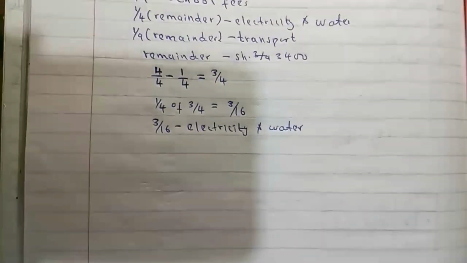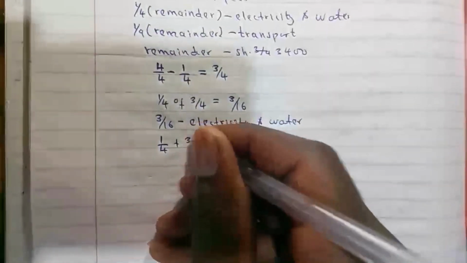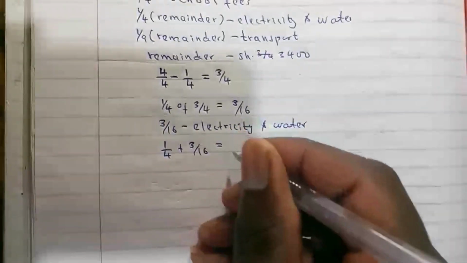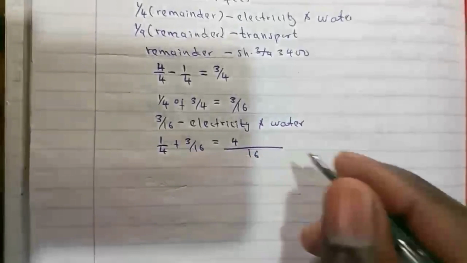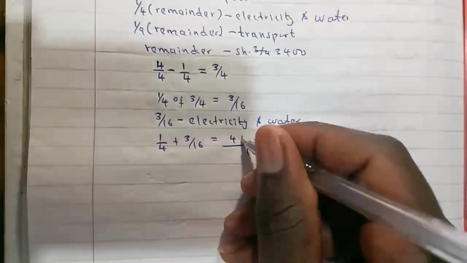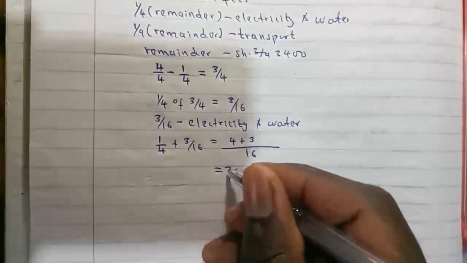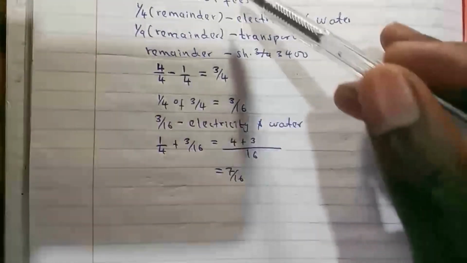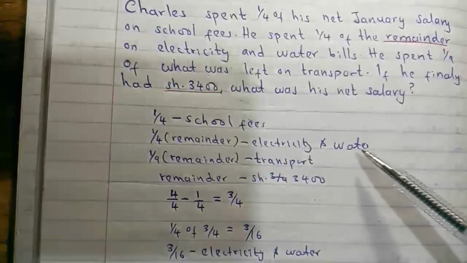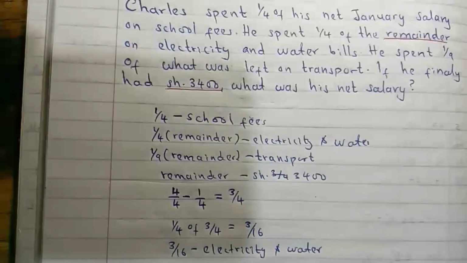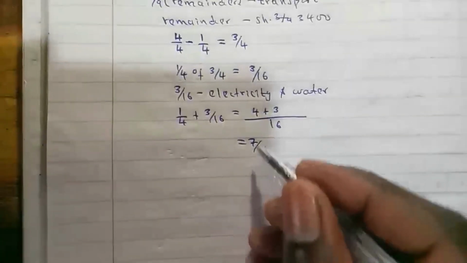Let us go back and look at the net spending. The net spending now is a quarter plus 3/16. The LCM here is 16. 4 goes into 16 4 times. If you multiply by 1, 4 plus 3, this one is 7/16. After spending on school fees and on electricity and water bills, he has spent a total fraction of 7/16.